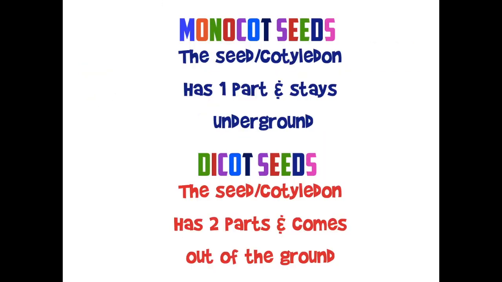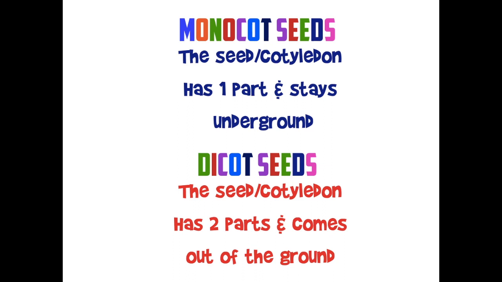Now let's talk about seeds. And this is really where we get the word monocot from. Monocot is actually short for monocotyledon. And what did we say a cotyledon was? A cotyledon is the food source. So basically, if a seed has one food part, one food cotyledon, and that stays within the ground when the seed germinates, that is going to be a monocot.